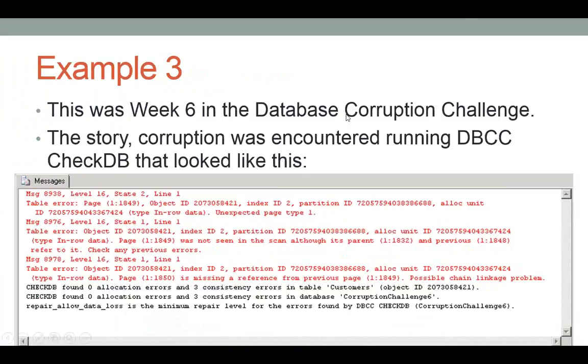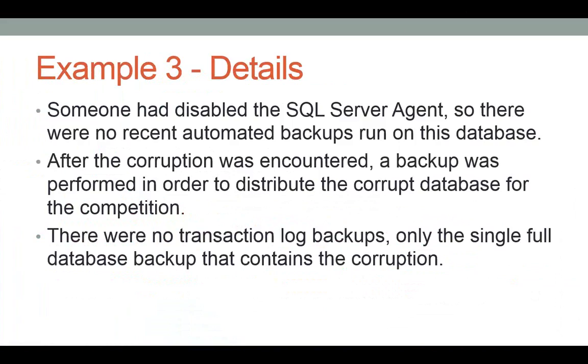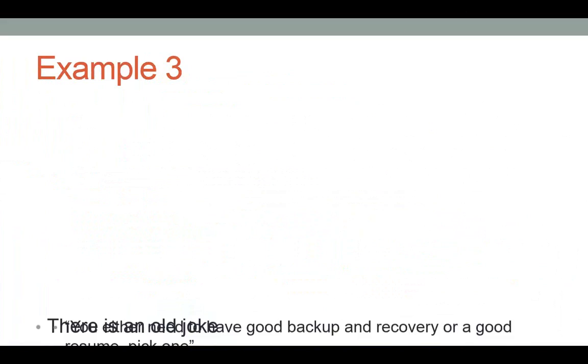Okay, great. This one's a little bit quicker than the others. This was week 6 in the database corruption challenge. Corruption was encountered running DBCC CHECKDB, and it looked like this. There's the page number. It's in index ID 2, which is not the clustered index. It's a non-clustered index. The story behind it is somebody had disabled the SQL Server Agent, so there are no recent automated backups. Somebody asked a minute ago, what if there are no backups we can use? Well, after the corruption was encountered, a backup was performed in order to distribute the corrupt database, and there were no transaction log backups, only the single full database backup that contains the corruption.